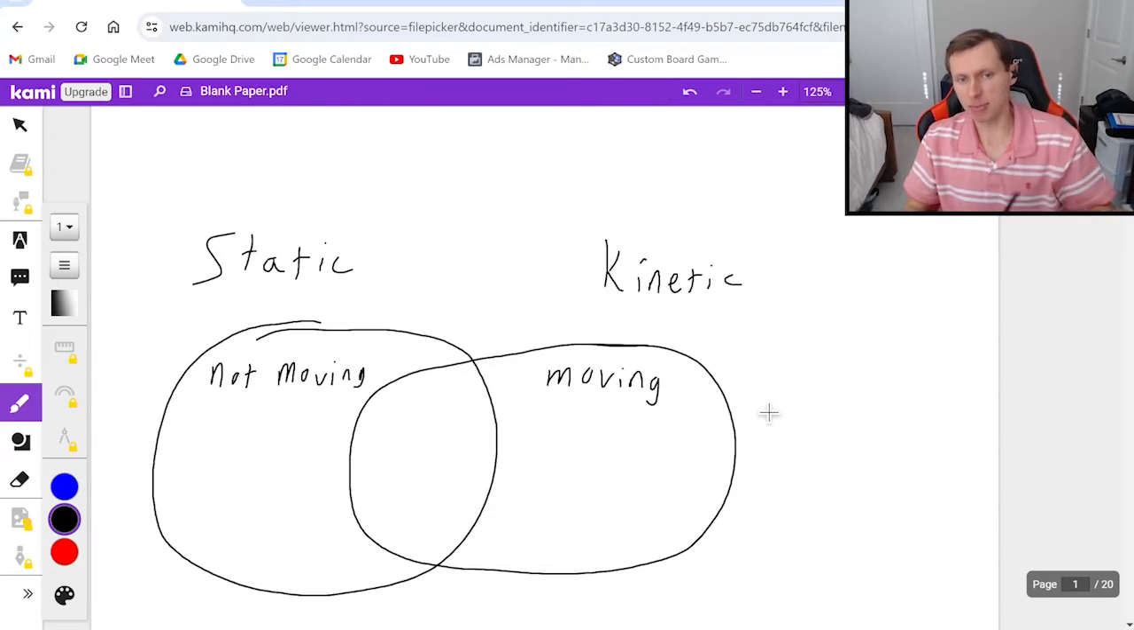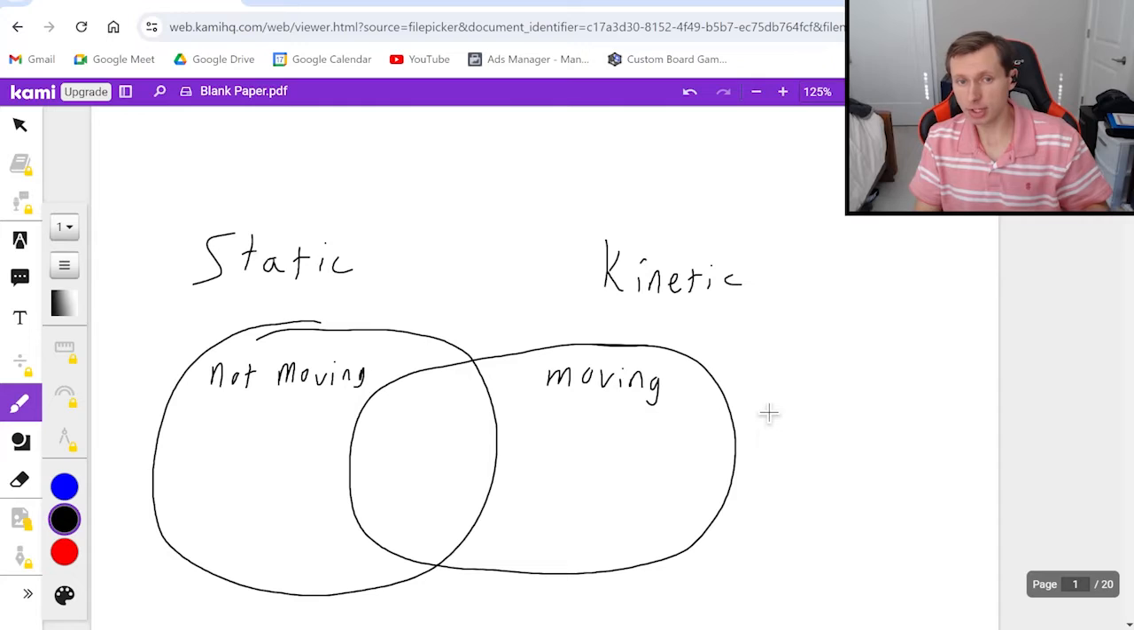The simplest example of this is if you try and push a couch and you don't push hard enough so it's not moving, that's static friction. But let's say you're pushing on something lighter, like a book, and you push that book across the table, well, now that's kinetic friction because we're moving the object.